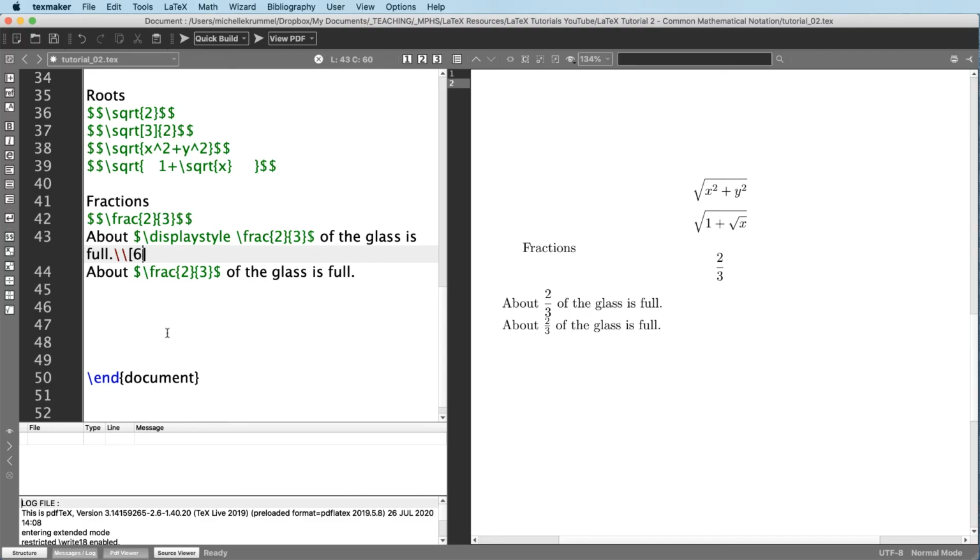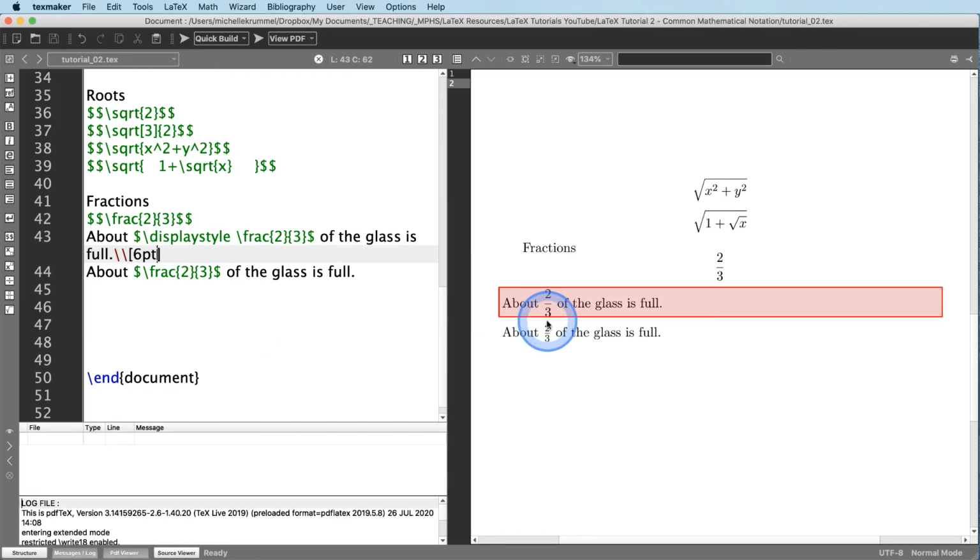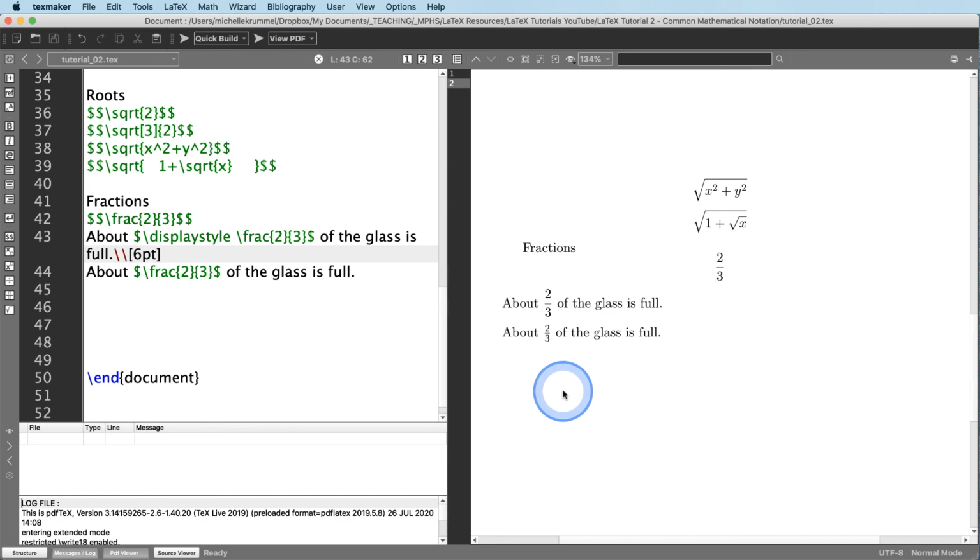You can use centimeters. 6 centimeters would obviously be way too big. I usually use PT, point, like point size. So give me 6 points of space at the end of this sentence. And then when we compile, you see it inserted some vertical space there for me.